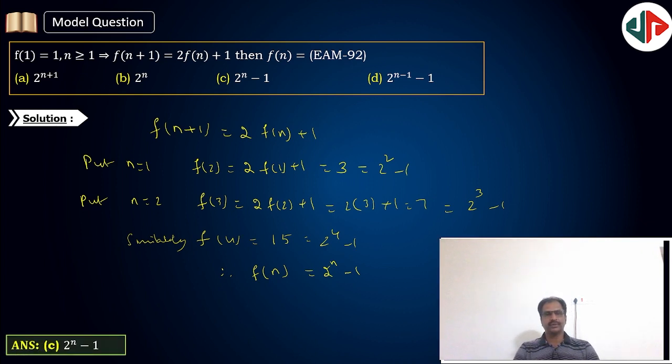Put n is equal to 1, you will get f of 2 as 3. 3 can be written as 2 square minus 1. Put n is equal to 2, you will get f of 3 as 7, which is 2 cube minus 1. Similarly, f of 4 you will get 15, which is 2 power 4 minus 1. F of n will be 2 power n minus 1. Option C is the correct answer.